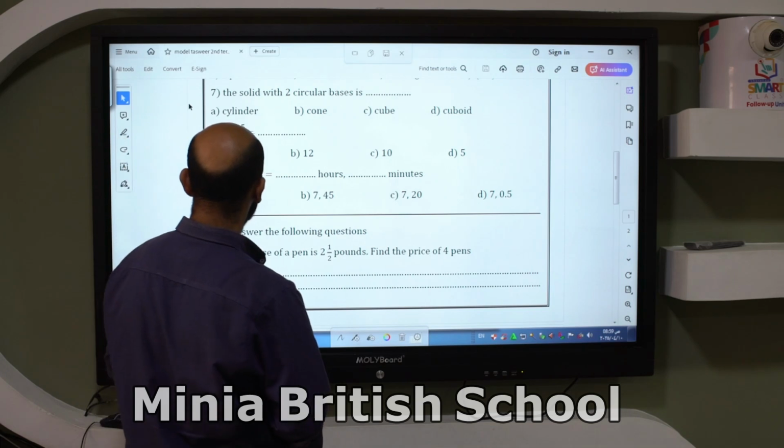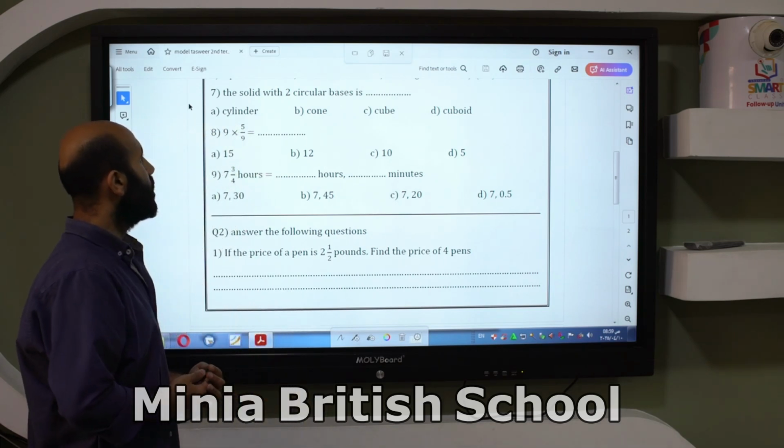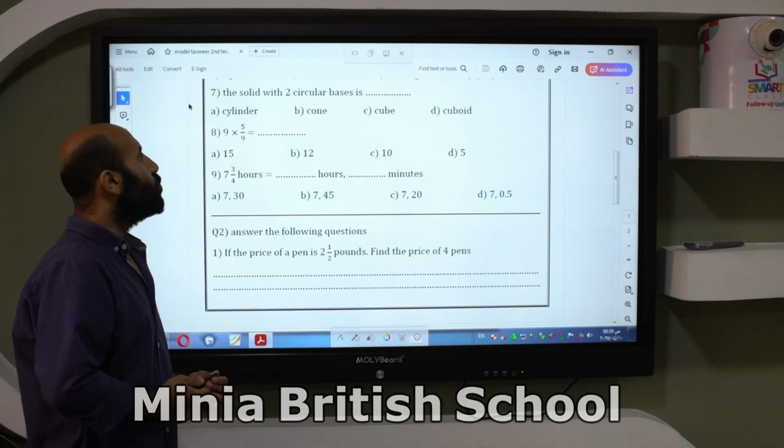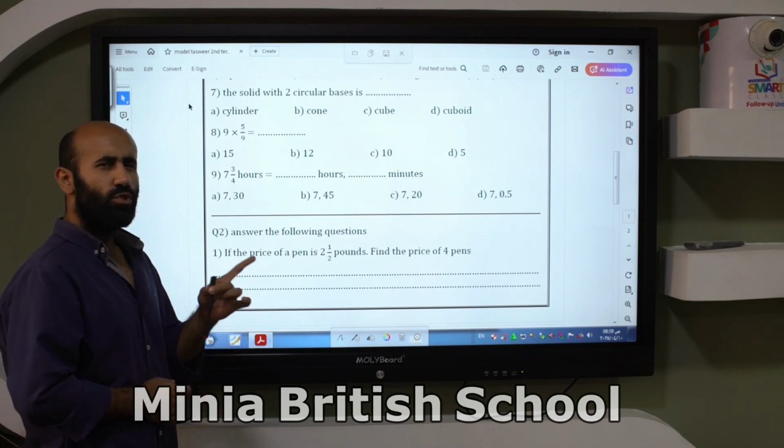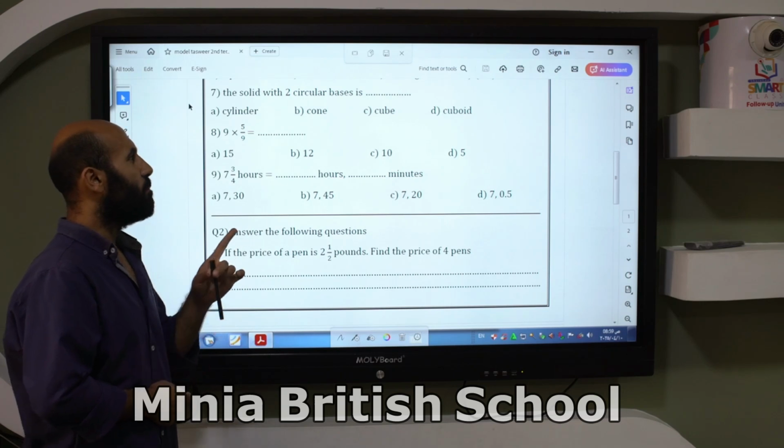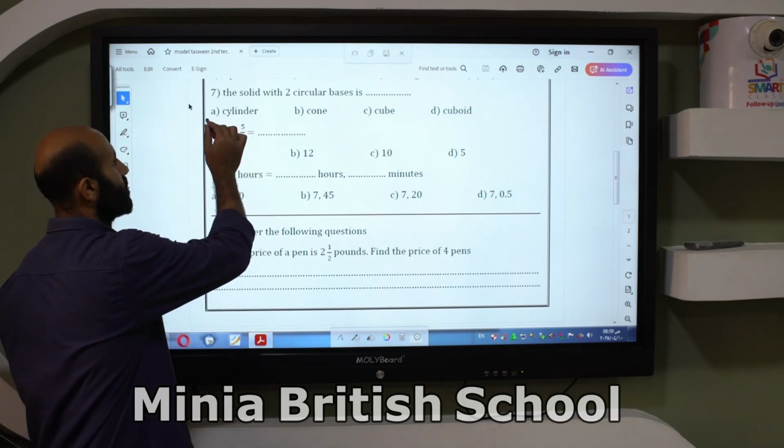The seventh one: the solid with 2 circular bases. Two circular bases means cylinder.